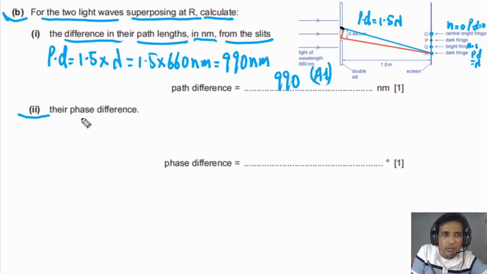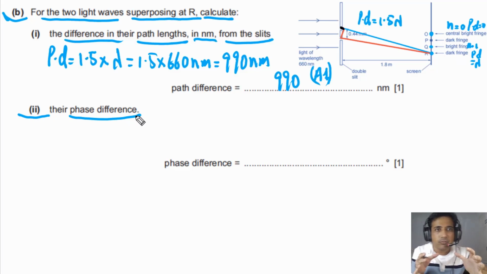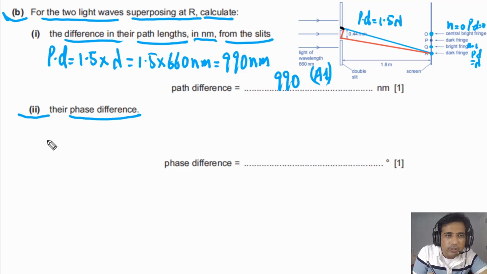For the next part, we need to calculate phase difference. Now phase difference between two waves when they superpose at capital R. So one thing we need to understand, when a dark fringe is formed, it means the phase difference is equal to 180 degrees. Let's try to understand this one in a little bit different way. So I will be writing here the phase difference.